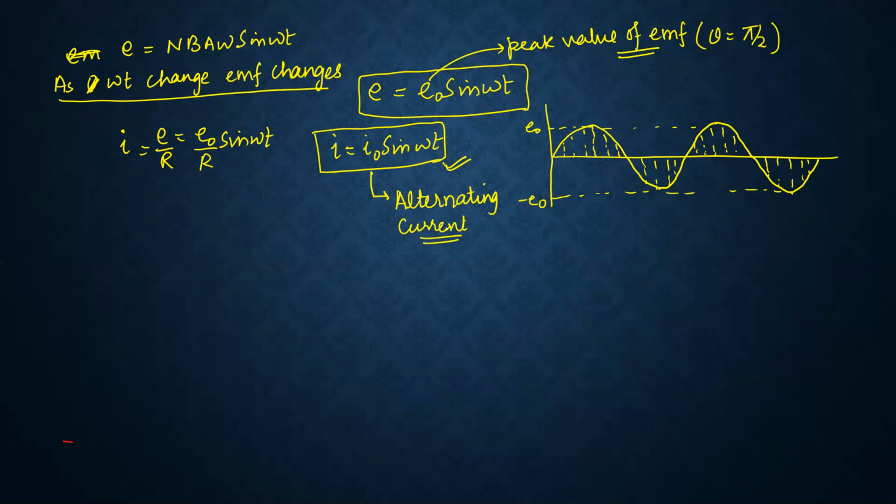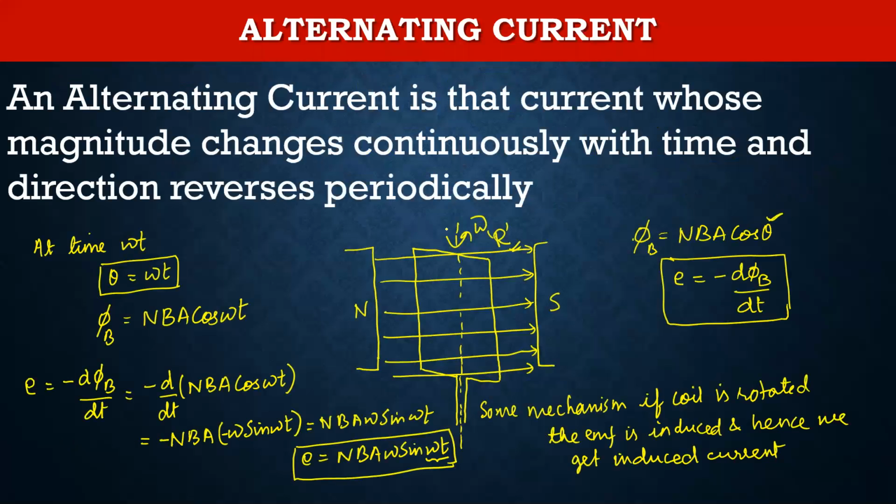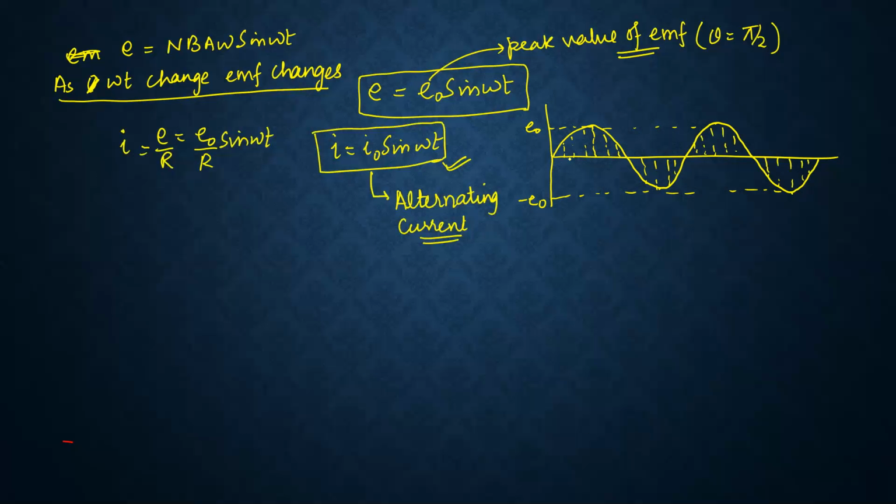I is equal to I naught sine. How can we say that it is alternating current? Because what we mean by alternating current is that its magnitude changes continuously with time. That is happening over here. You can see that at each and every particular time I am having a different magnitude.